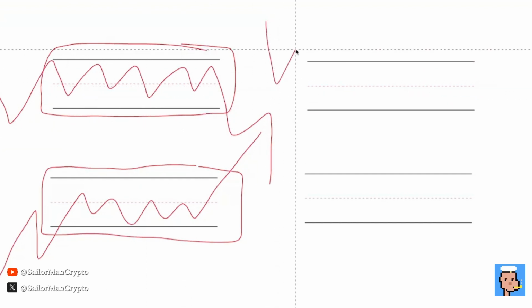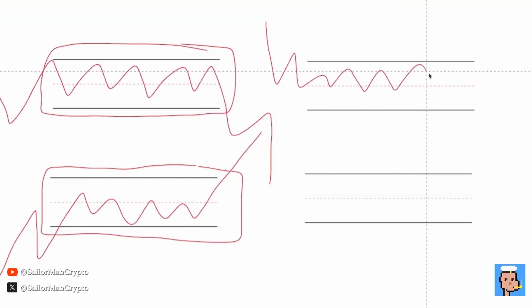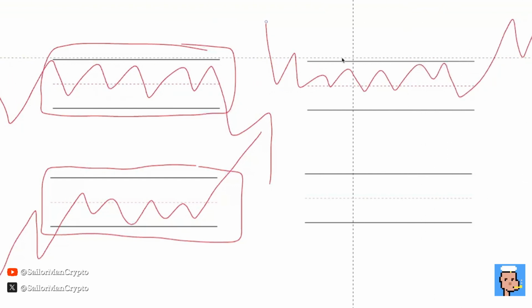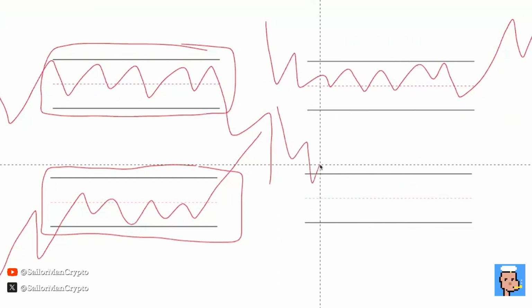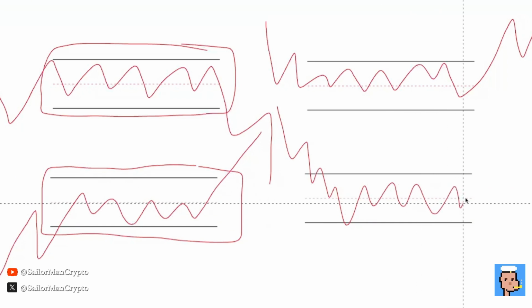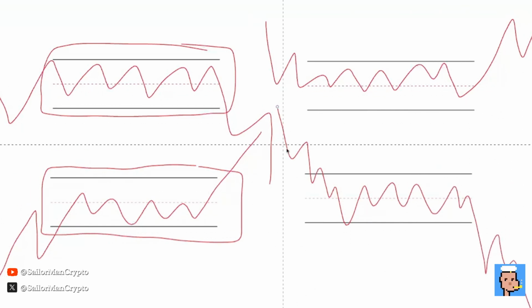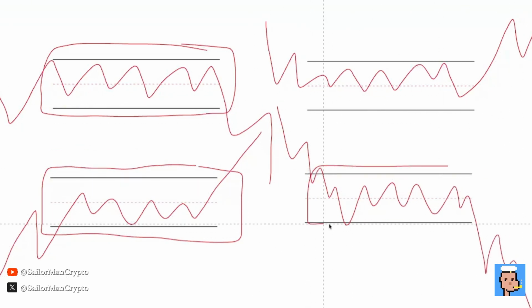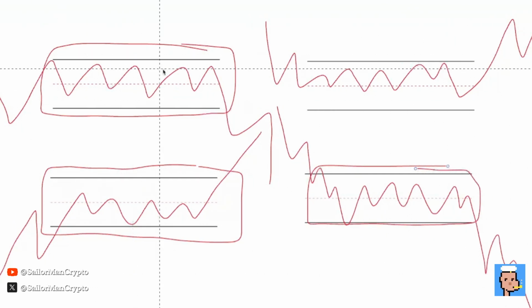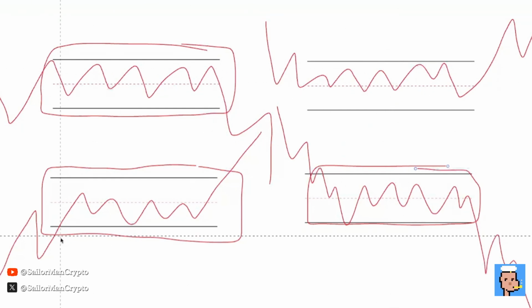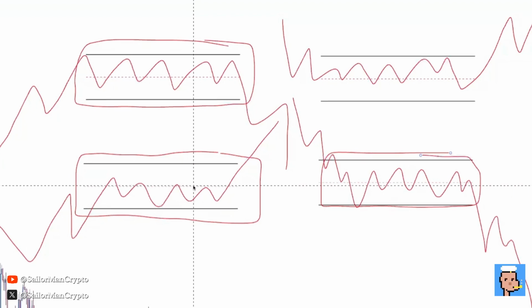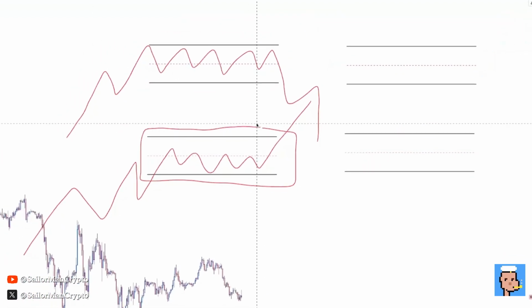In a downtrend, we can have the opposite. We can have a trend reversal range or accumulation. We go down, range, accumulate, reverse. Or in a downtrend, we can have something similar to this one, a continuation range. So we go down, we redistribute for a while, and then we continue to go down. So these are reversal ranges, the top and the bottom, and these are continuation ranges, both in the uptrend and the downtrend.